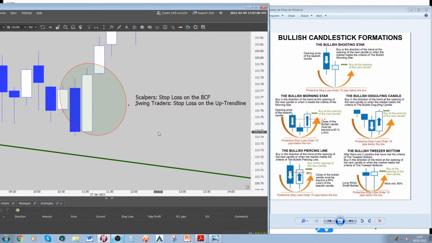Just different stop loss levels. There is no right or wrong, everybody. Those are different strategies, different styles that are according to your personality. Make sense? Not everybody is a scalper, not everybody is a swing trader.